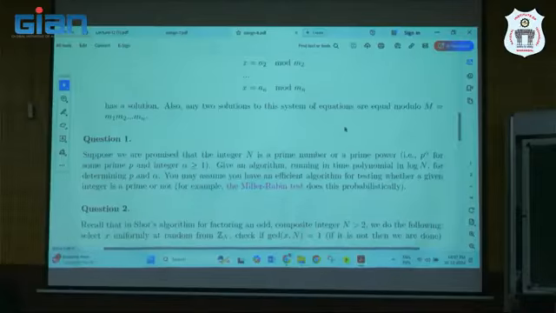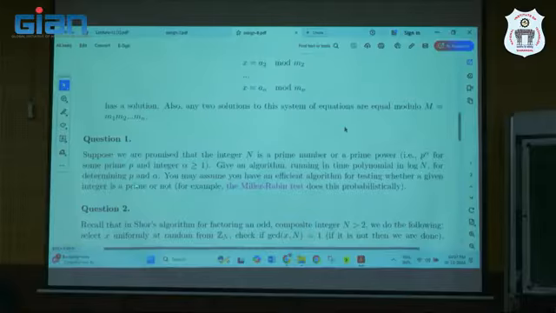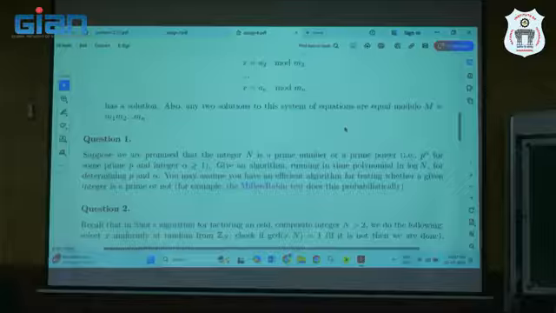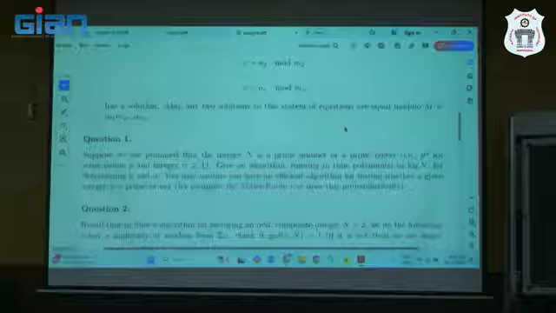Suppose that we have promised that the integer n is a prime number or a prime power p to the alpha for some prime p and integer alpha. Give an algorithm running in time polynomial in log n for determining p and alpha. You may assume you have an efficient algorithm for testing whether a given integer is a prime or not, for example, the Miller-Rabin test. So, remember in our reduction, we were assuming that n is not a prime power, and we said if it is a prime power, we have a separate algorithm. Okay. So what is going to be the algorithm?